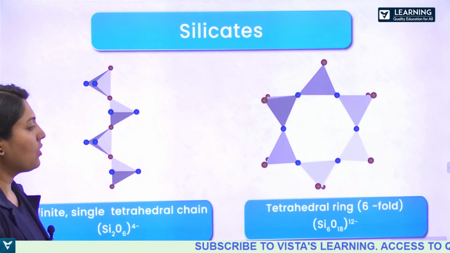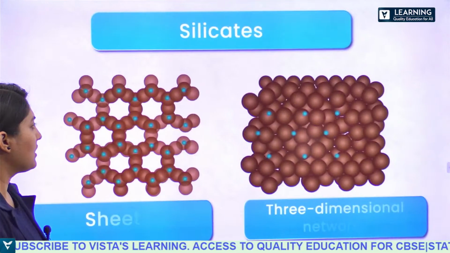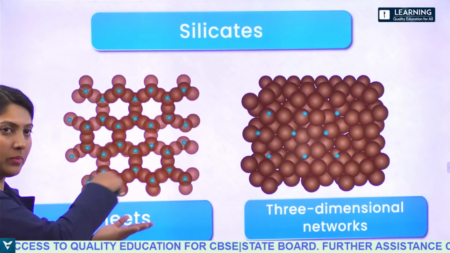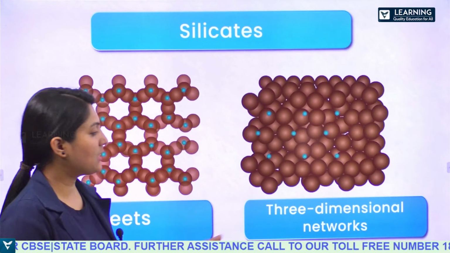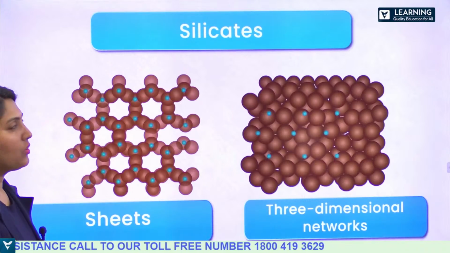Not only this, we can also have a sheet-like structure of silicate. You can see this one sheet, and on the other you will have layers of sheets which form this sheet-like structure of silicates, where here we have the three-dimensional structure or network.